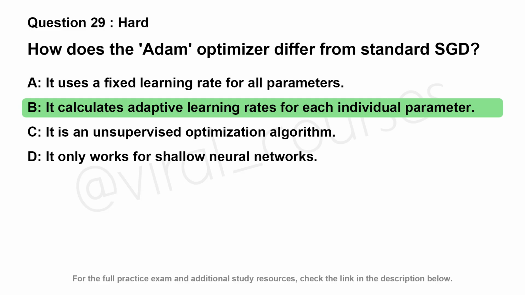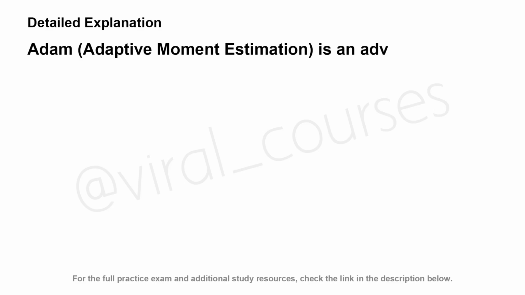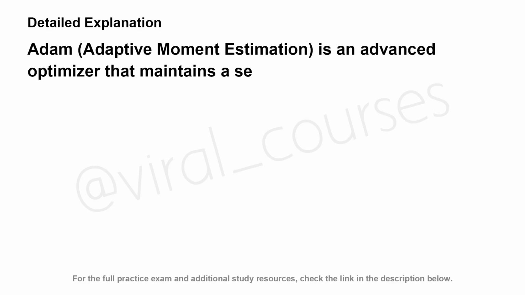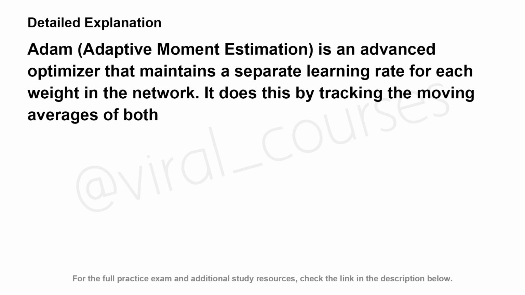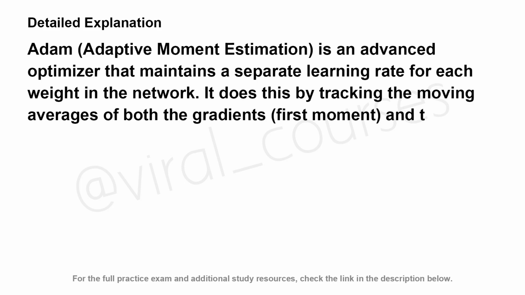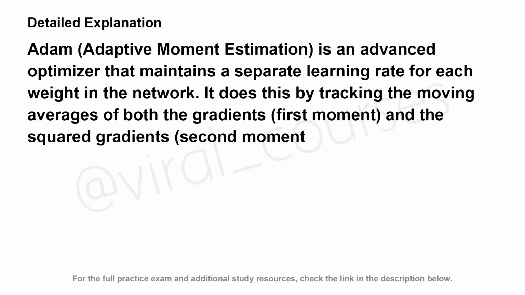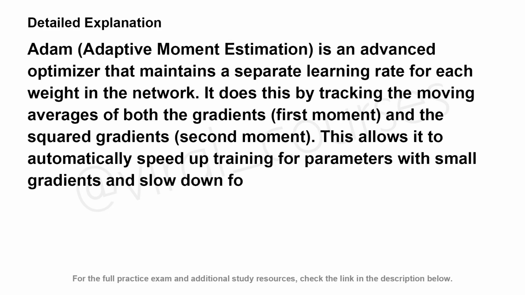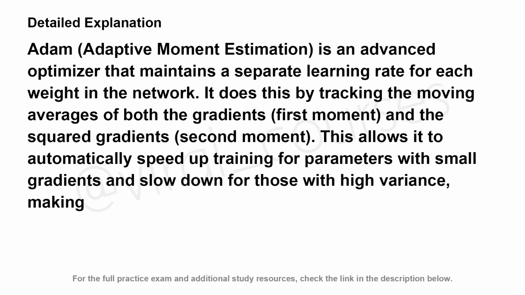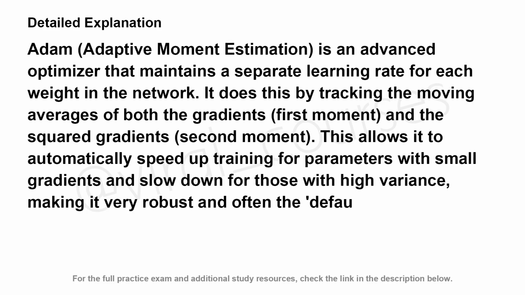The correct answer is B. Adam, adaptive moment estimation, is an advanced optimizer that maintains a separate learning rate for each weight in the network. It does this by tracking the moving averages of both the gradients, first moment, and the squared gradients, second moment. This allows it to automatically speed up training for parameters with small gradients and slow down for those with high variance, making it very robust and often the default choice for deep learning.